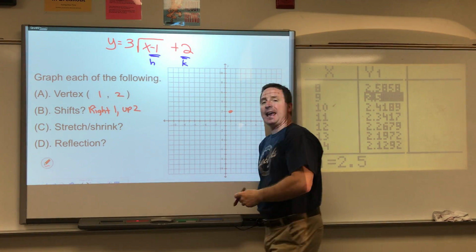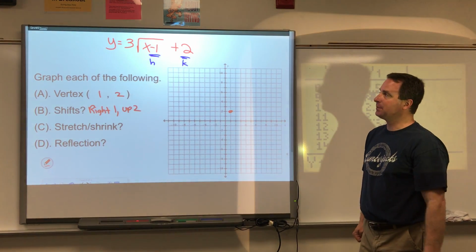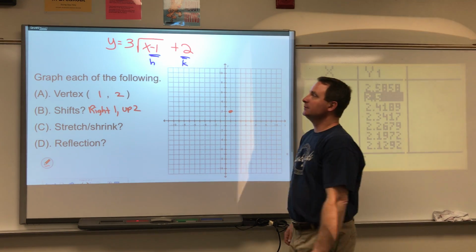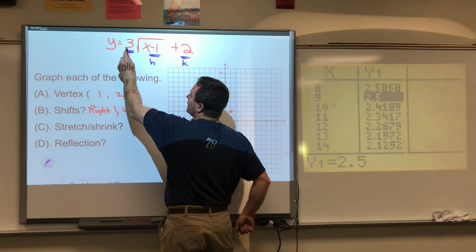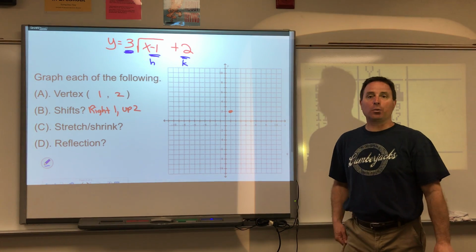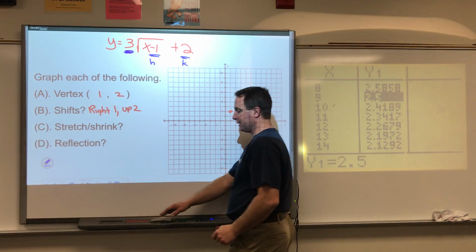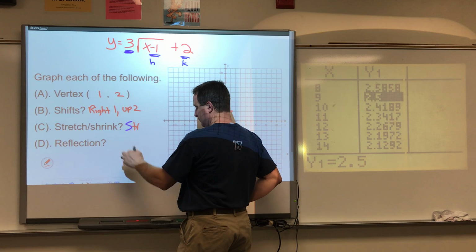So again, questions A and B, they kind of go hand in hand. They go together. Was there a stretch or a shrink? We'll look at the number out front. 3. Is 3 bigger than 1? Yep. So this time it had a stretch.